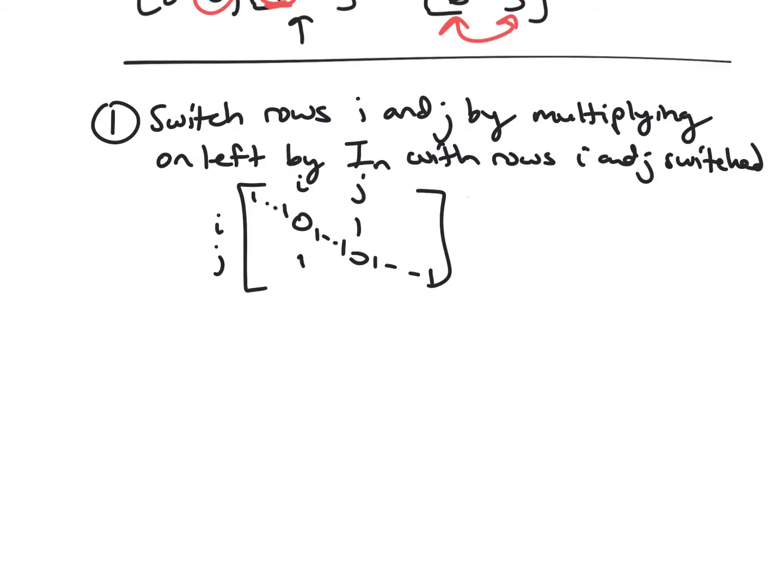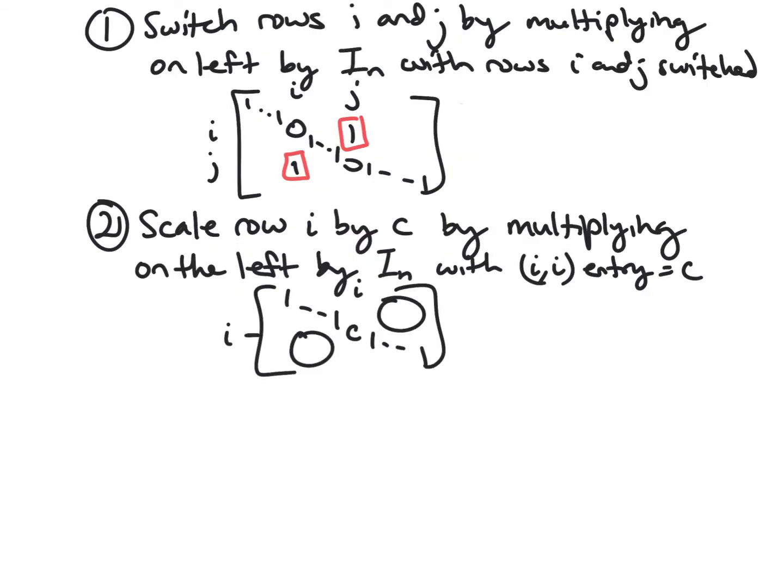And here are the general rules. So here's the first one, right? To switch rows i and j, you multiply by the identity matrix on the left, but with its rows i and j switched, so it looks something like this. So here you can think of all the blank entries as zeros, so it's just 1s along the diagonal, 0s everywhere else, except you've switched the i and j rows so that those are not 1 on the diagonal, but they're in the opposite spots.